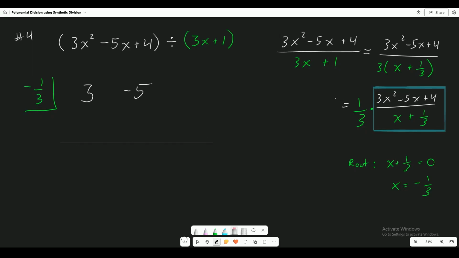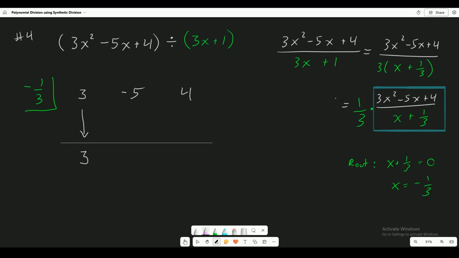Maybe I should write them smaller. Those are gigantic numbers. 3, negative 5, and a plus 4. Remember, we dropped down the first one just like normal. So 3. Now we can start doing some math.